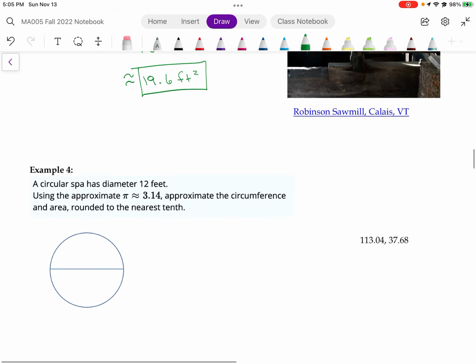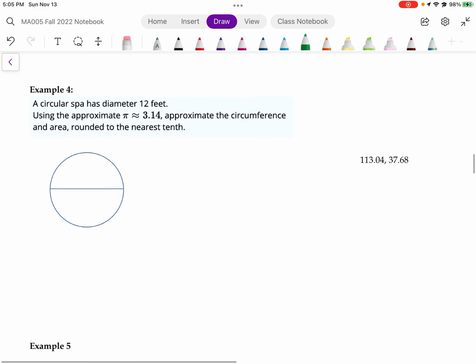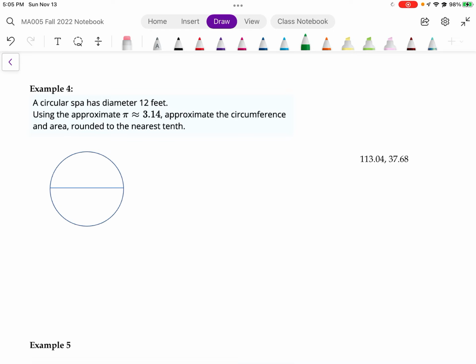Okay, example 4. A circular spa has a diameter of 12 feet. Using 3.14, approximate its circumference and its area rounded to the nearest tenth. All right, so a spa has a diameter of 12 feet. That's all the way across. So let's go ahead and find the radius, because we're going to need it. The radius is 1/2 the diameter. That's 1/2 of 12, so that is 6.